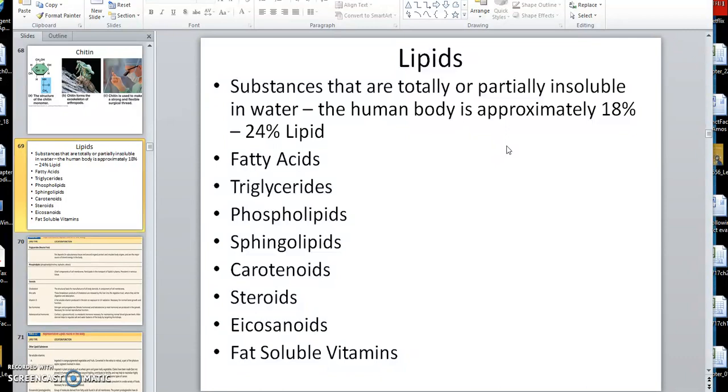Now, I don't want you to equate that with the big-time exercises, that your fat content of the body is 18 to 24%. Fats are only one subcategory of lipids. So this is not your fat content. As you know, that would be far too much. So don't equate those two together. All right?